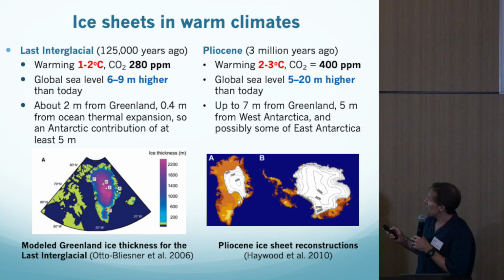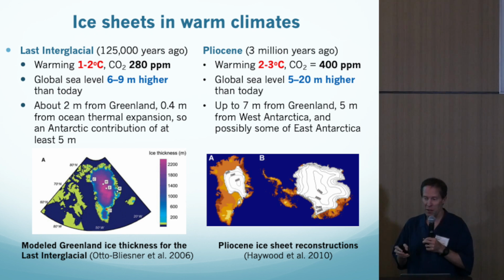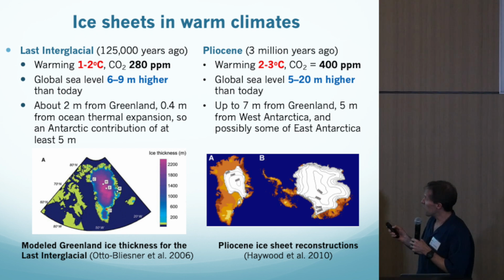The last time that CO2 was as high as 400 parts per million, which is about what it is now, was a long time ago and the records are less clear, but we think sea level was somewhere between 5 and 20 meters higher than today, and the climate was 2 to 3 degrees Celsius warmer than pre-industrial, as compared to just 1 or 2 degrees above pre-industrial for the time of the last interglacial.